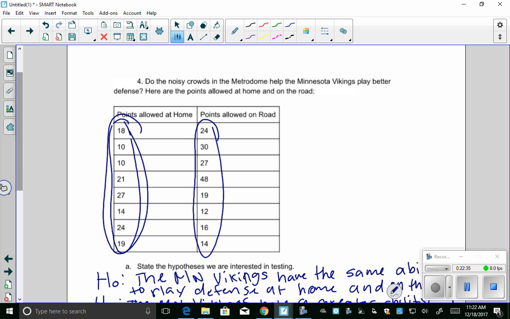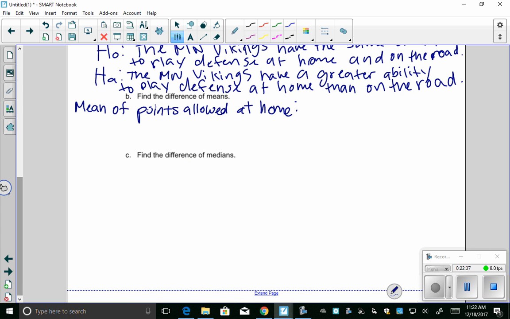Okay? So you get 143 when you add them all up. And then how many numbers did we have? 8. So do 143 divided by 8. 17.87. I got it, 17.87.